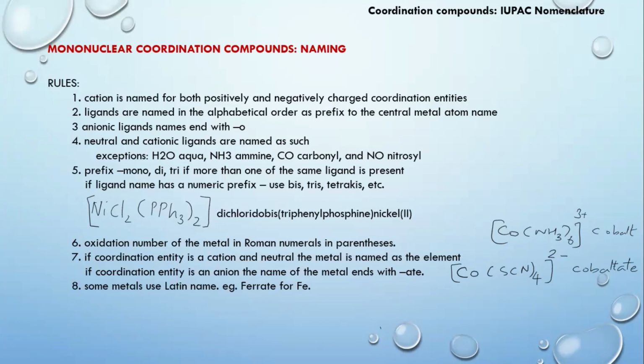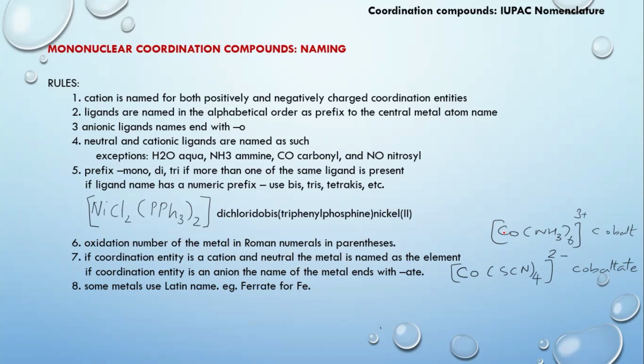First rule is this. In a complex, the cation part is named first for both positively and negatively charged coordination entities. If the cation is an atom or if it is a complex, the cation part is the first part that has to be named, followed by the anionic part. Second rule is ligands are named in the alphabetic order as prefix to the central metal atom.